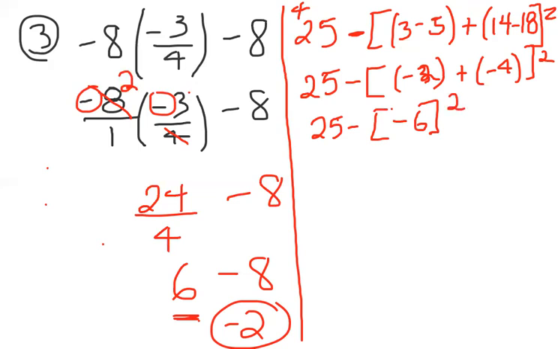Now, guys, be careful. You are squaring a negative 6. So when you square that negative 6, because it's enclosed inside the set of brackets, it's going to turn out to be 36. And then you subtract 25 minus 36, gives you negative 11. And there you are, guys.